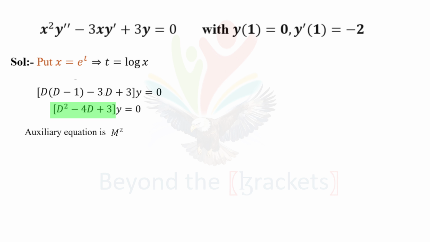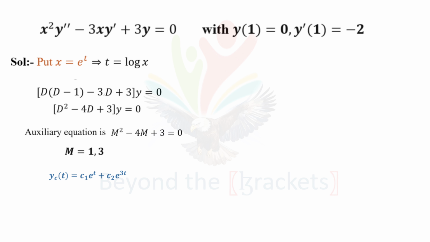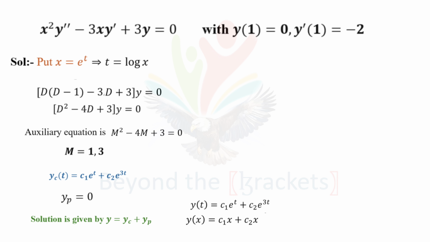We get m square minus 4m plus 3 is equal to 0. The roots of this equation are 1 and 3, which are real and distinct. Complementary function is given by yc is equal to c1 e power t plus c2 e power 3t. Here the RHS is 0, so particular integral will be 0. So the solution in terms of t is c1 e power t plus c2 e power 3t. While converting it in terms of x, c1 into e power t will become x, plus c2 into e power 3t will become x cube.